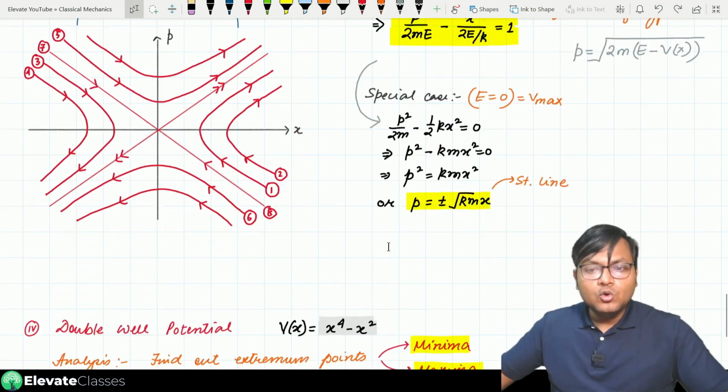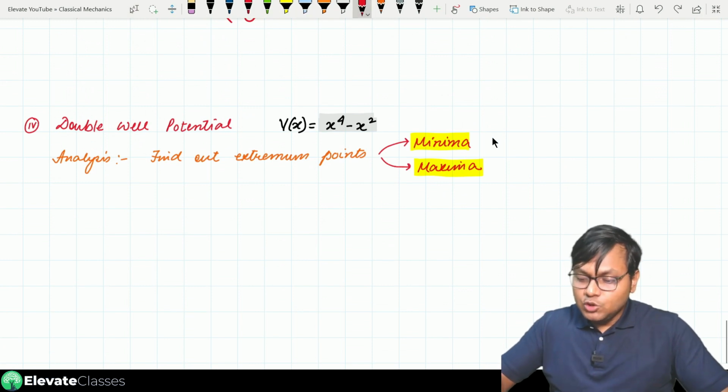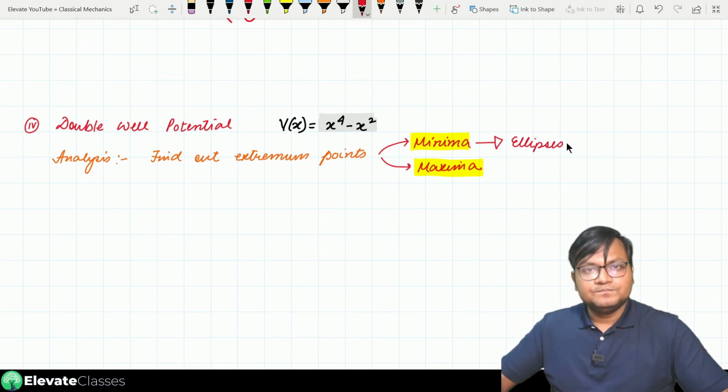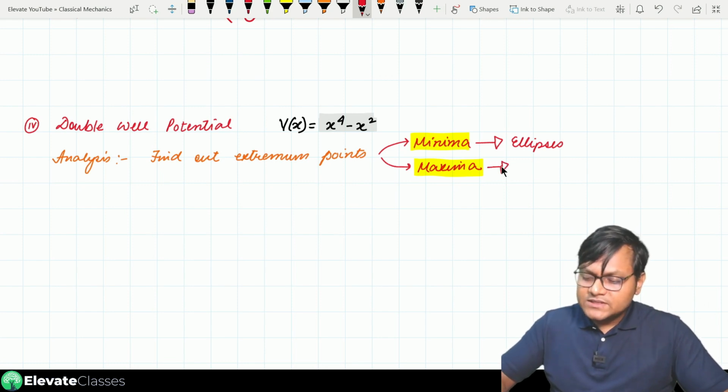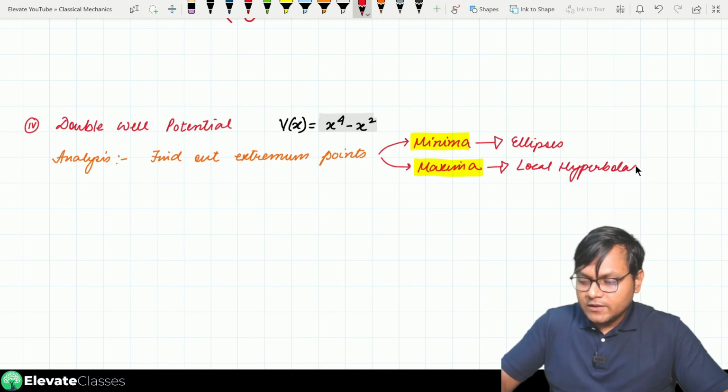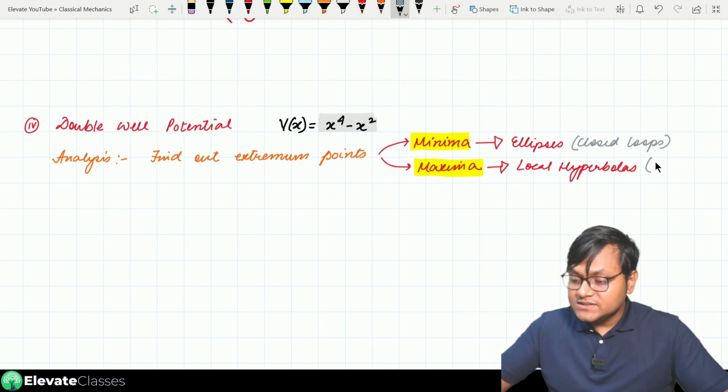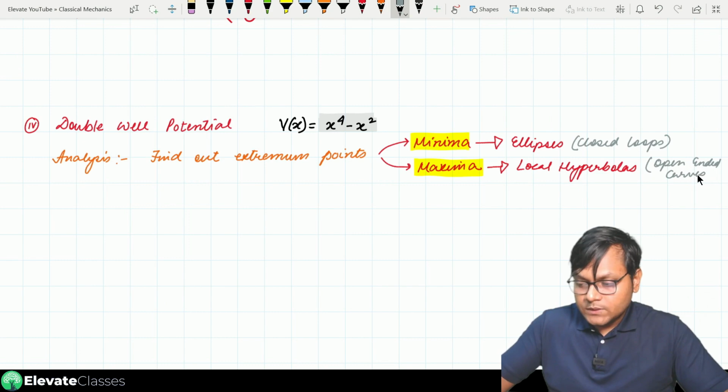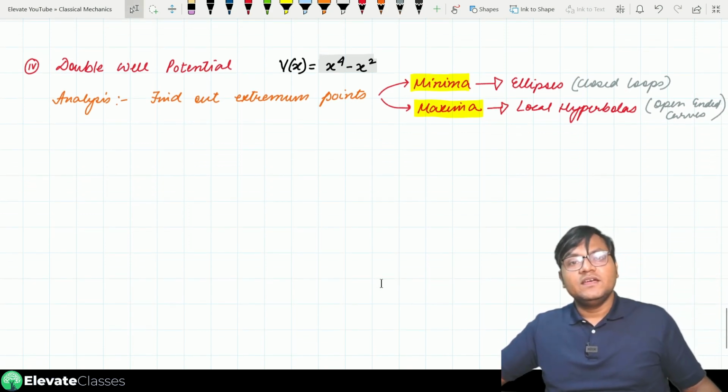So what we can conclude is, if you get local minimas, you will get ellipses or something resembling ellipses in that particular vicinity. And if you have local maximas, you will get something resembling local hyperbolas. Okay, local hyperbolas is very important. What are ellipses? Ellipses are closed loops. What are local hyperbolas or hyperbolas? These are open-ended curves. Open-ended curves. Okay, it comes from minus infinity, goes to plus infinity, there is no end.